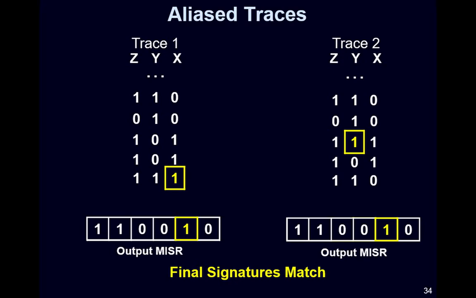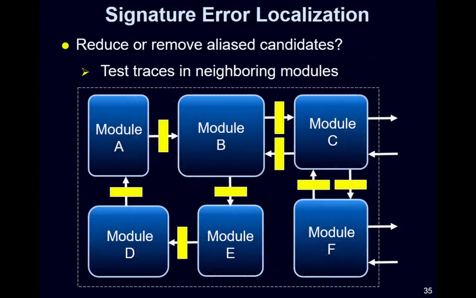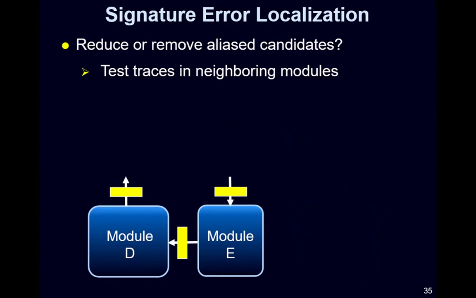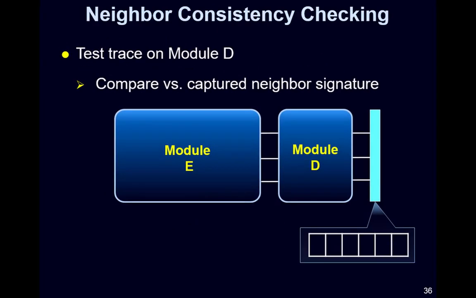But of course, we'd like to get rid of these additional traces and additional candidates. And we can do that because we still have the other modules in our design, and all of them have saved signatures as well. So let's take Module D. Module E actually, the outputs from Module E drive the inputs of Module D, and we have the signature that was captured at the output of Module D.